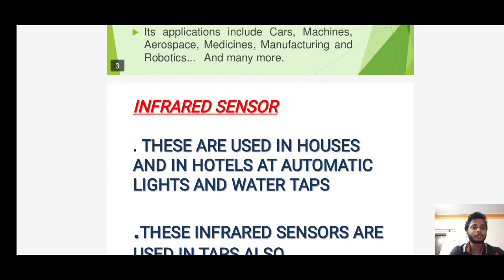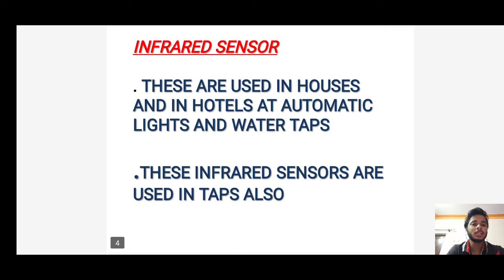Infrared sensors are used in houses and in hotels for automatic lights and water taps. These infrared rays are used in taps also.